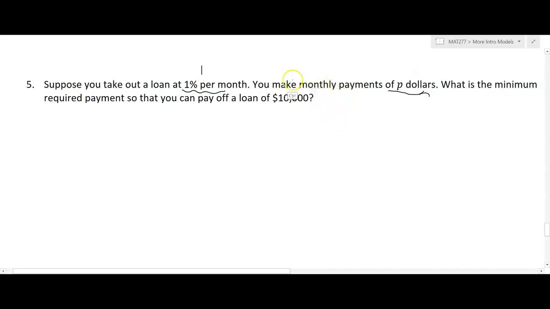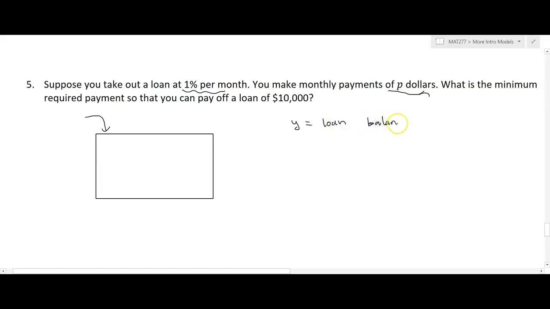So let's draw our black box model here just to see that this is another bathtub analogy problem. We have our balance in here, which we'll say y equals loan balance, measured in dollars, and t will be time since you took out the loan, measured in months. Since we're in months, we're going to stay in months. If you want to convert to years, you can, but it's not necessary. So y of 0, the balance at time 0, is $10,000.